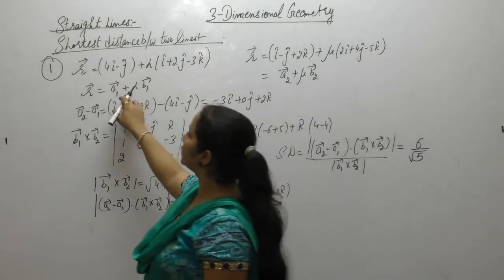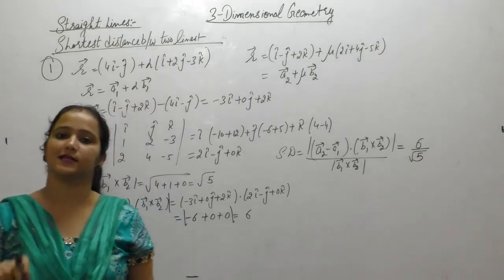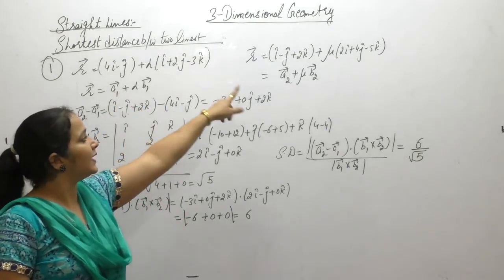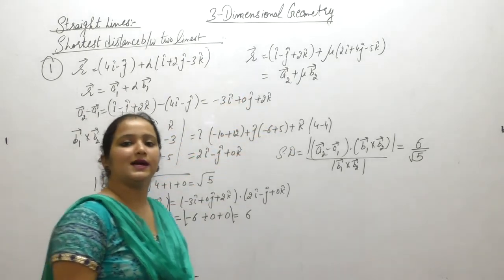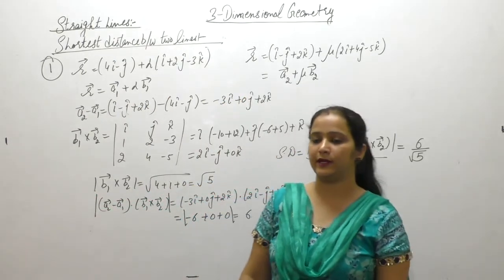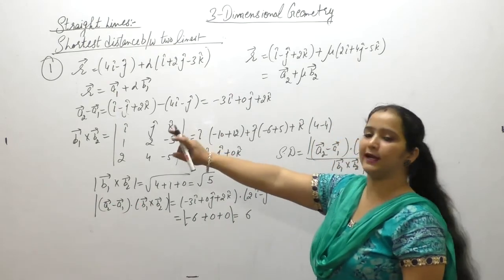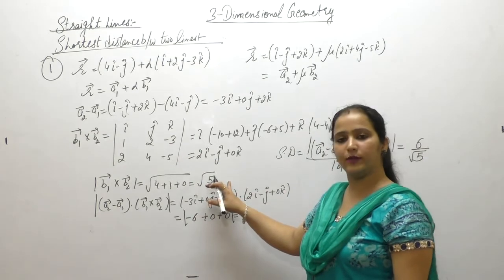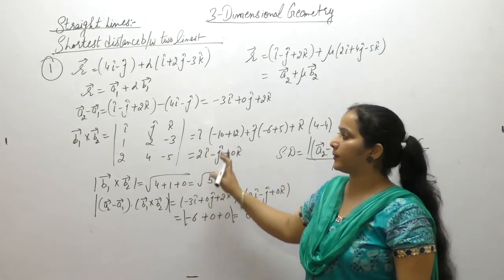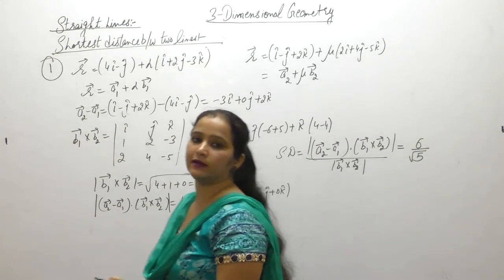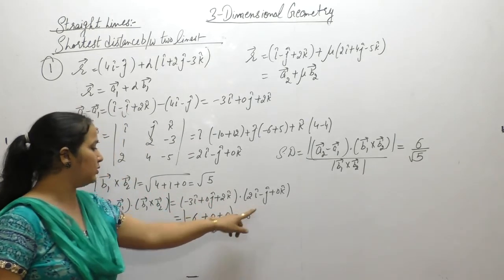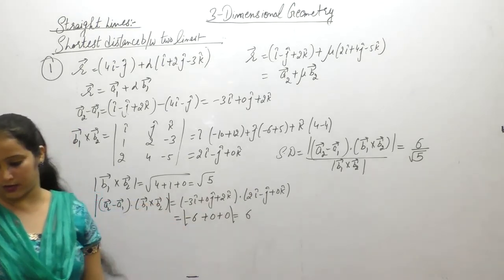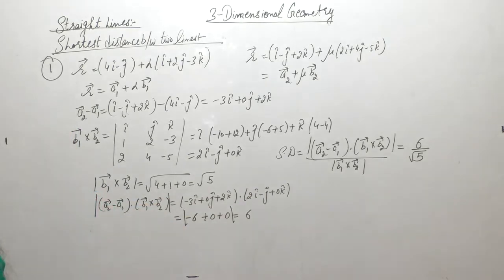सबसे पहले हमने इक्वेशन को कंपेयर किया विद द जनरल इक्वेशन ऑफ लाइन इन वेक्टर्स a1 प्लस लैम्डा b1, a2 प्लस म्यू b2. यहाँ से हमारे पास a1 a2 b1 b2 की वैल्यू हमें मिल गई. Then a2 minus a1 vector, b1 cross b2, magnitude of b1 cross b2, dot product of a2 minus a1 with b1 cross b2. Then magnitude of that is positive value. So 6 upon square root of 5.